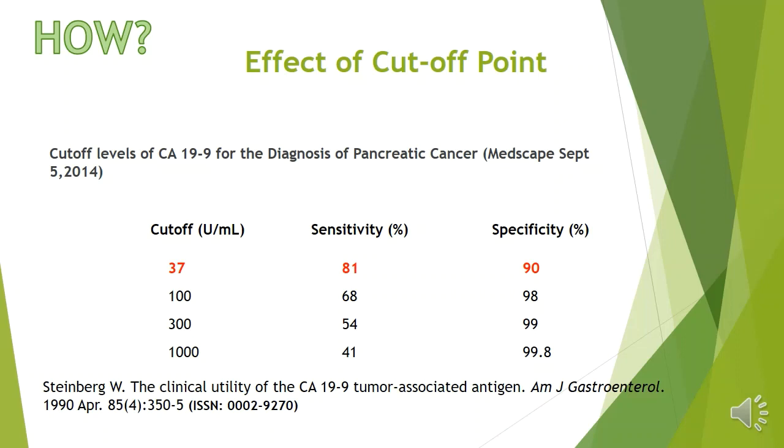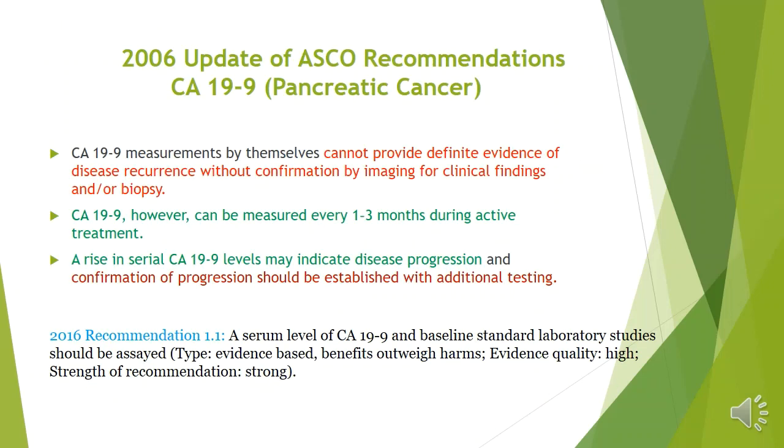So these are the updated ASCO recommendations regarding CA19-9. CA19-9 cannot be used as a sole parameter for diagnosis. You always need imaging, a spiral CT. However, it can be measured every 1 to 3 months during active treatment, just to understand how well the treatment is going. A rise in serial CA19-9 levels may indicate disease progression, and confirmation of progression should be established with additional testing, right?